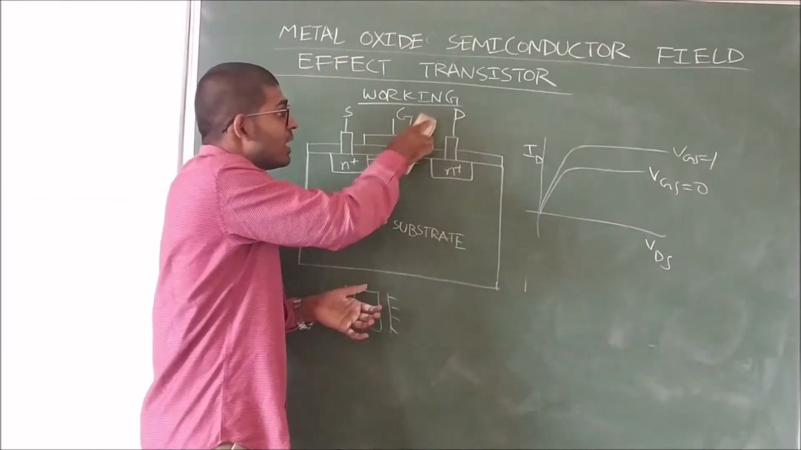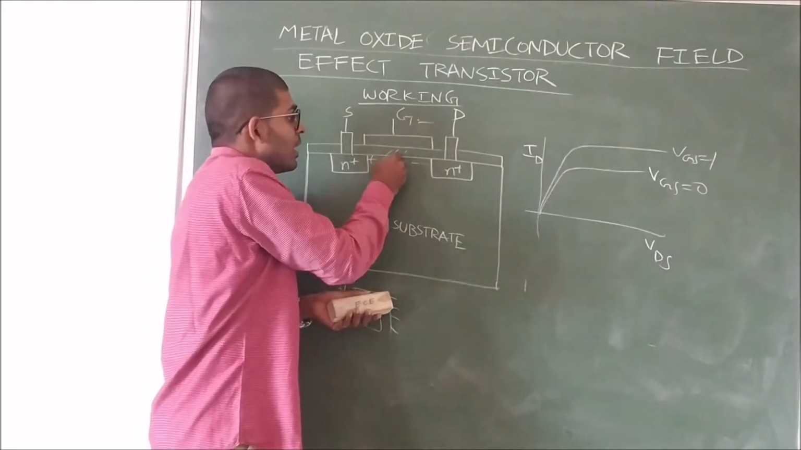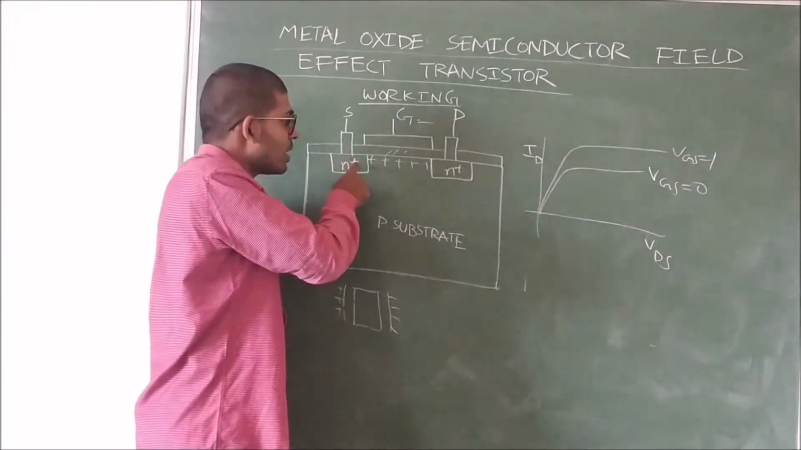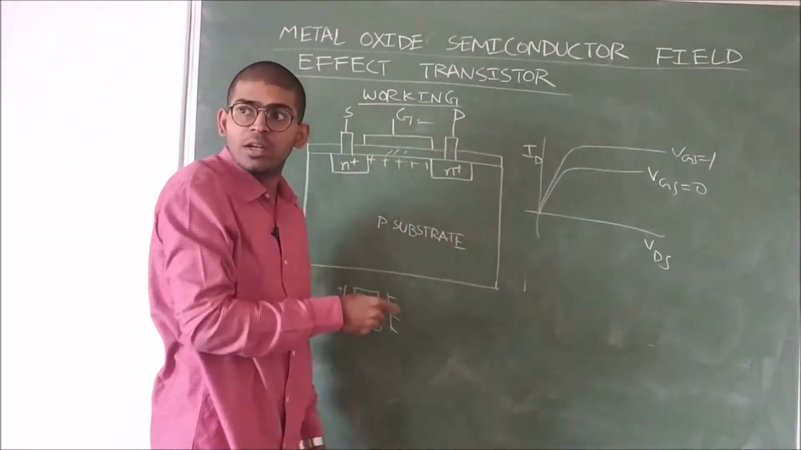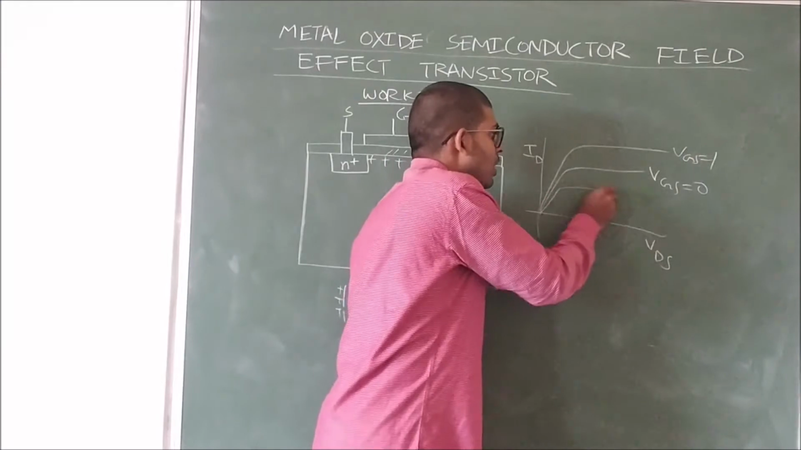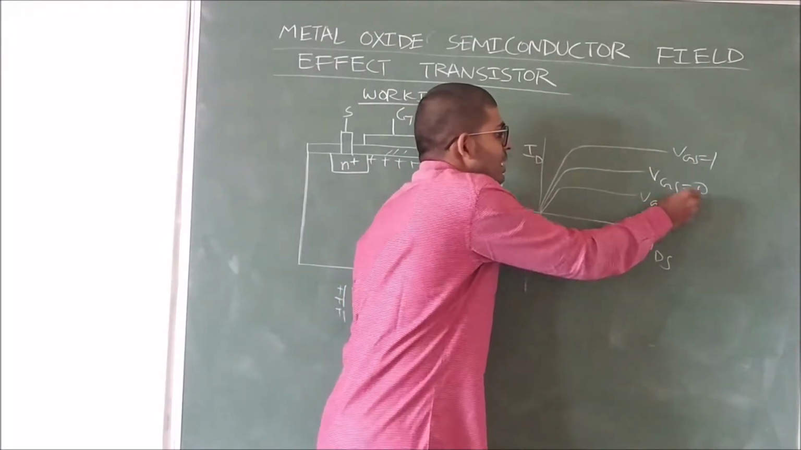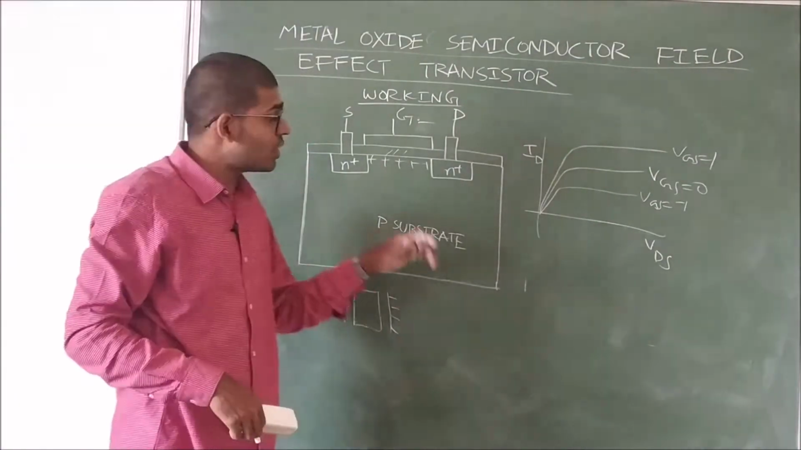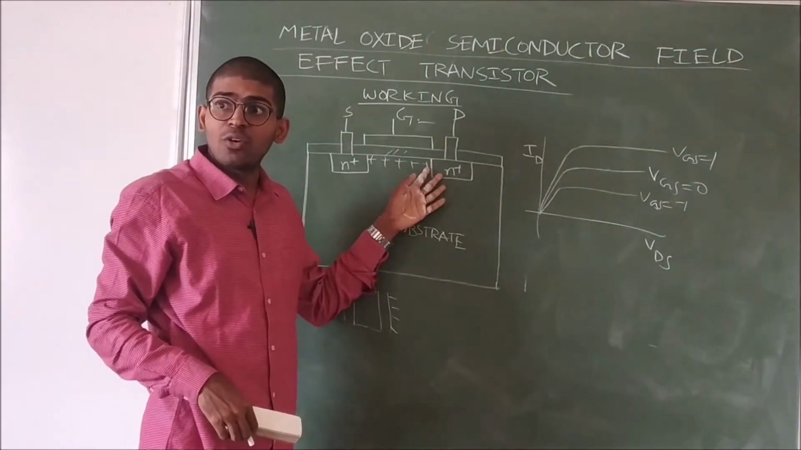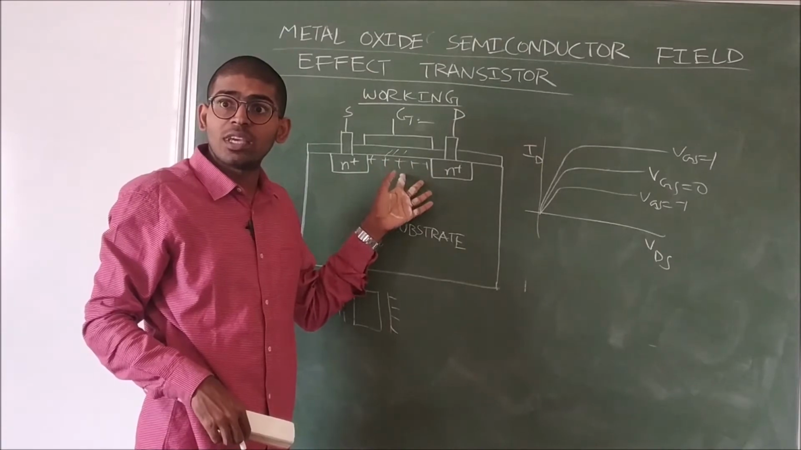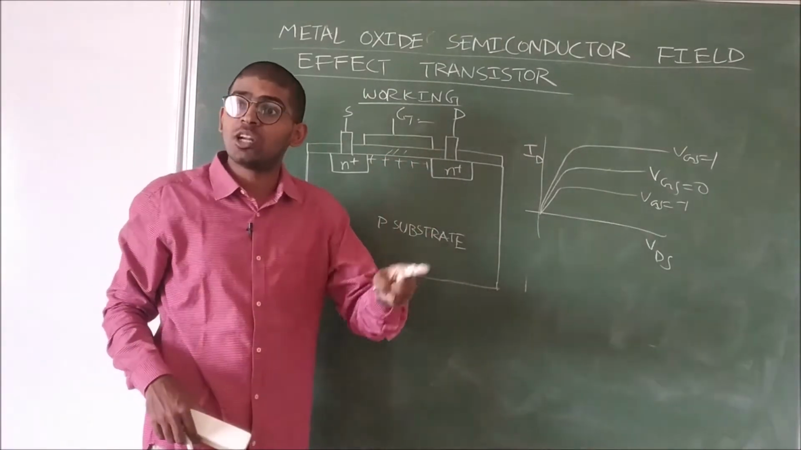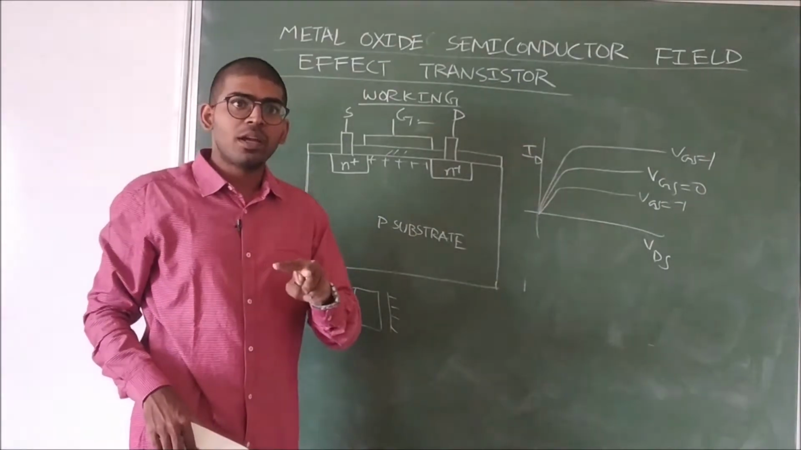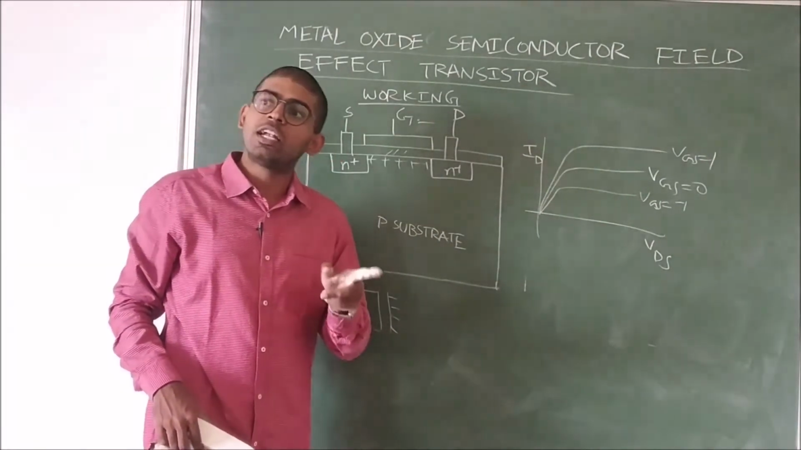If we give the negative supply to the gate terminal, then the positive voltage will be induced. Now the electrons that travel from the source to drain will be decremented. Because of that, drain current is decremented, and we now call this MOSFET working in the depletion mode. So MOSFET can work in enhancement mode and depletion mode.